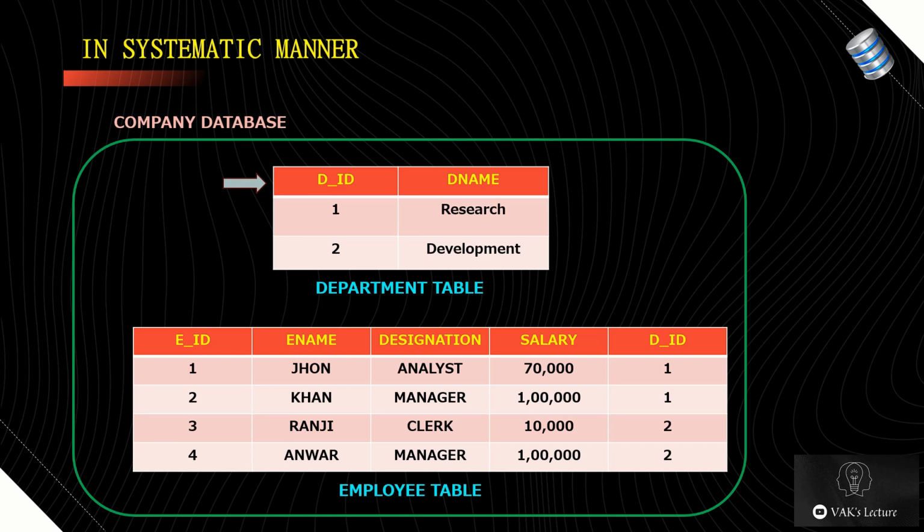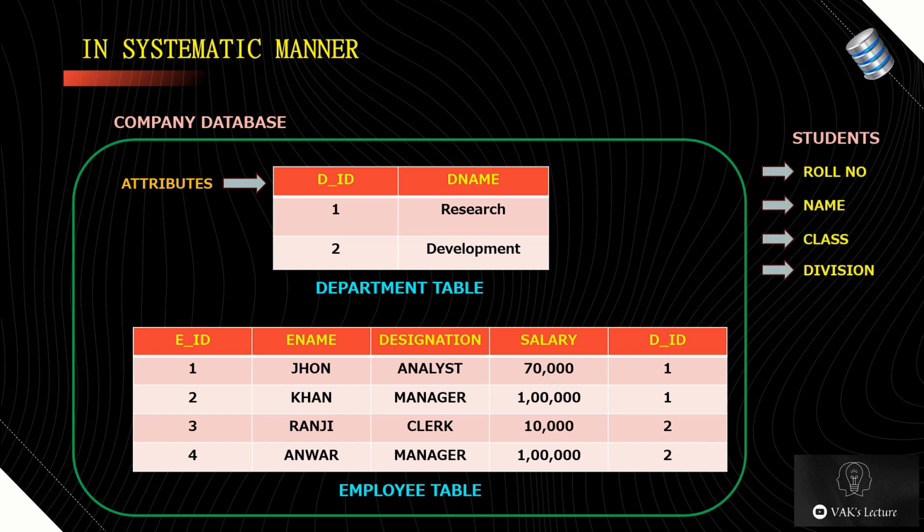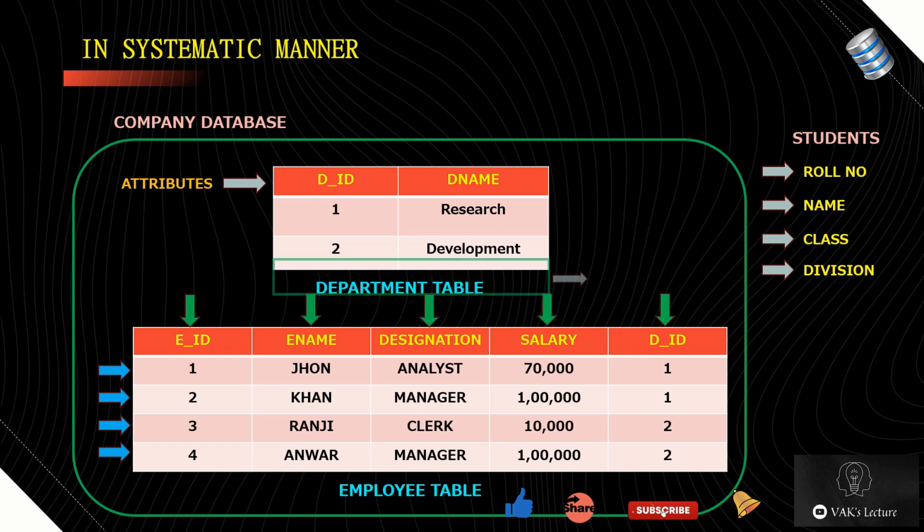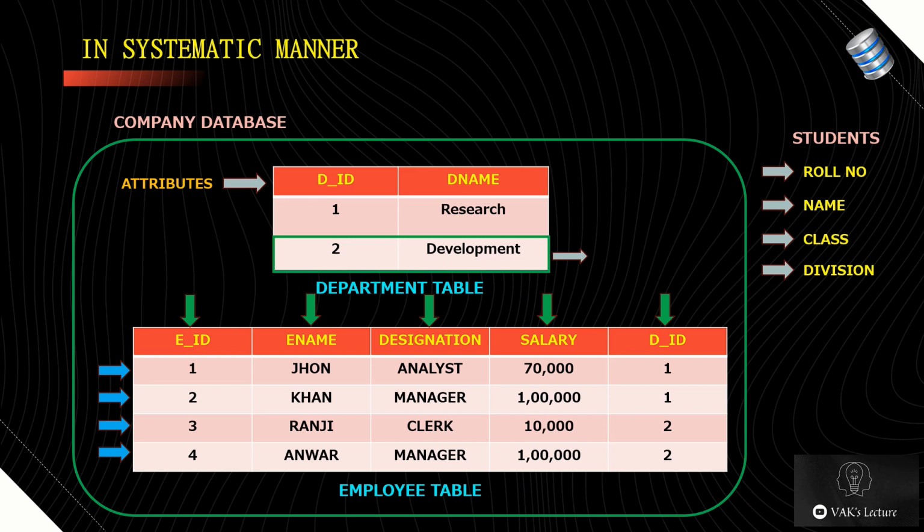These are the attributes of the table. For example, if we make a table of students, then roll number, name, class, division will be its attributes. These are the rows of the table. Each row is one individual record. These are the columns of the table. One individual record in a table is also called a tuple.